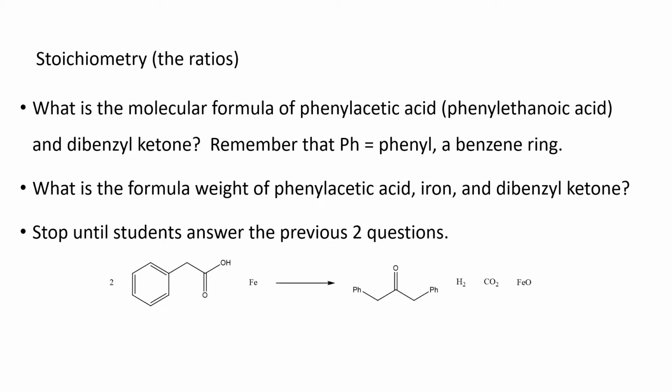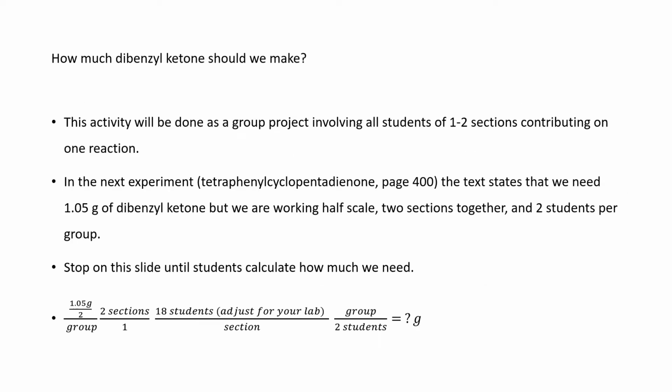Take your time here to recall the molecular formula of phenylacetic acid, or phenylethanoic acid, and also try to remember the formula weight of this acid and iron, as well as our product, the diphenyl ketone. The reaction below is what we will be doing in this experiment. So what do you think our yield will be for this experiment, if you had a chance to see the paper ahead of the lecture?